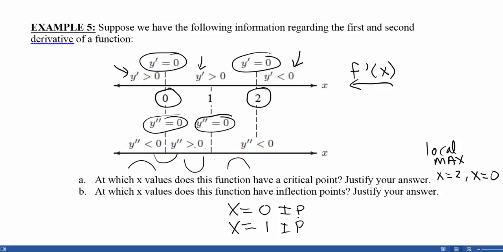I also want to point out that once we had determined that we had a critical point at 2, we could have used the second derivative test to find that it was a local max, because if you notice here that at 2, the second derivative is negative, which means it's concave down, which would have also told us that it was a max.